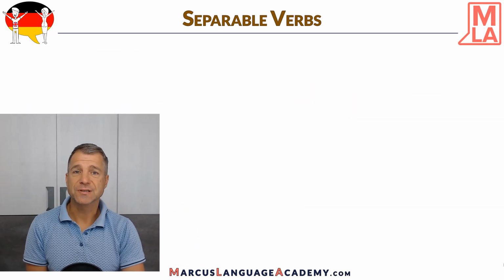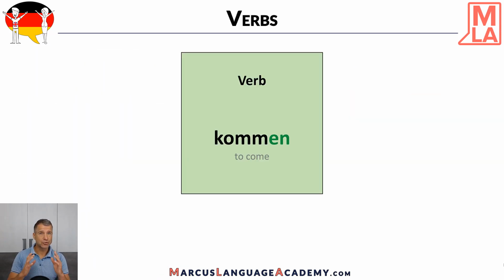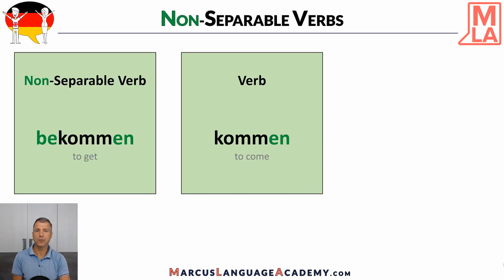Before we start, I'd like to remind you that in German we have just normal verbs, like in this case kommen, to come, but we can add a prefix. We already talked about the non-separable verbs, like bekommen: we add be at the beginning, so the verb becomes bekommen, and it actually means to get. So it's a new verb, a new word. And this prefix be is not separable, so it stays with the verb.